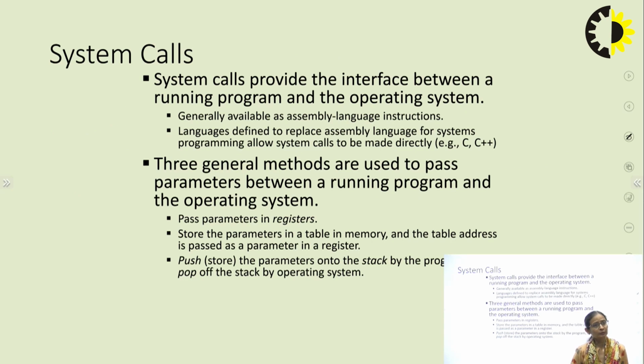Now, when we talk about the system services, the OS services, how can you avail these OS services? You can avail these OS services either with the help of system calls or with the help of system programs. So, what is a system call? It provides the interface between a running program and the OS, and generally they are available as assembly language instructions, and the languages defined to replace the assembly language for systems programming allow the system calls to be made directly.